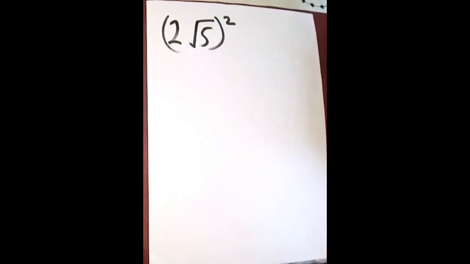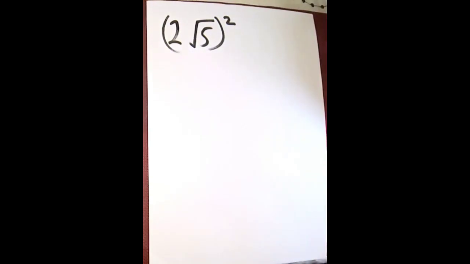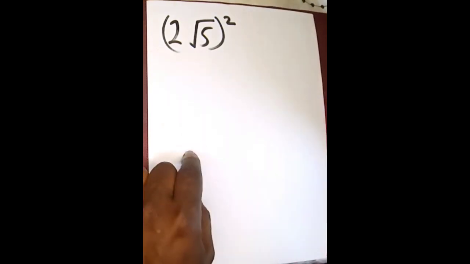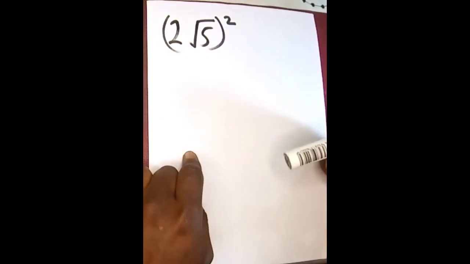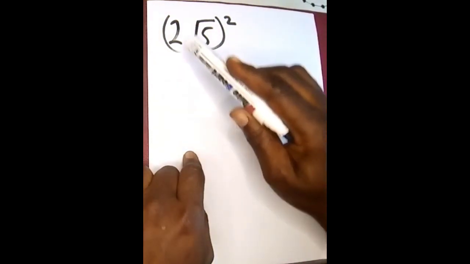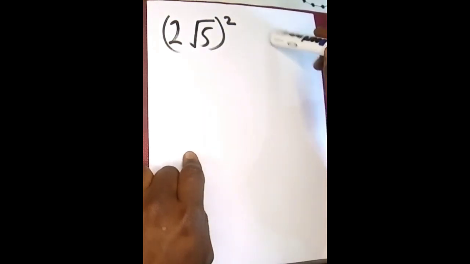For mathematics lovers, this morning I gave my son this expression to evaluate. He was a bit confused and he came back to me for clarification. What he wanted to get right was how to interpret this expression. So I helped him by throwing some light onto the meaning of the expression. This expression should read 2 times square root of 5 all squared and not root 5 all squared.